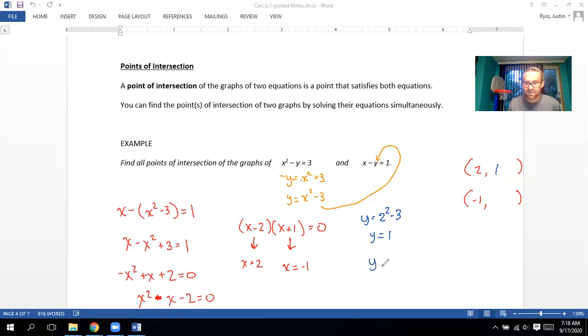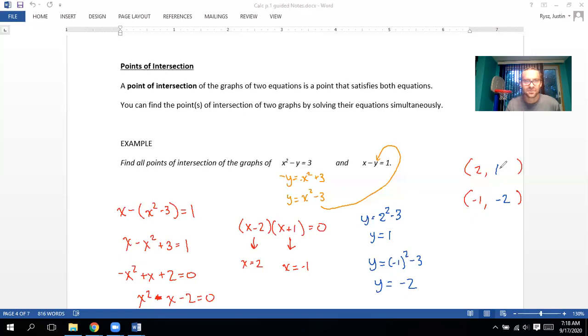And then we'll do the same thing with negative 1. Negative 1 squared minus 3. So negative 1 squared is 1. 1 minus 3 is negative 2. So that's at negative 1, negative 2. And so the easy way we can check those two answers, 2, 1 and negative 1, negative 2, is just graphing.